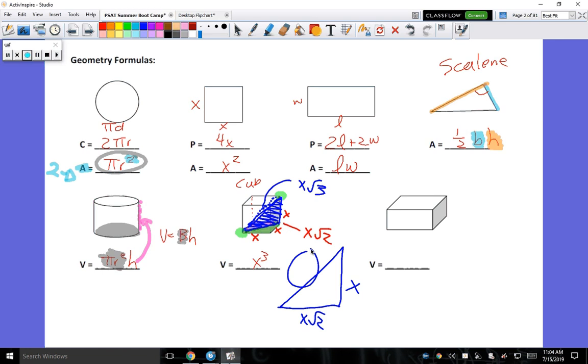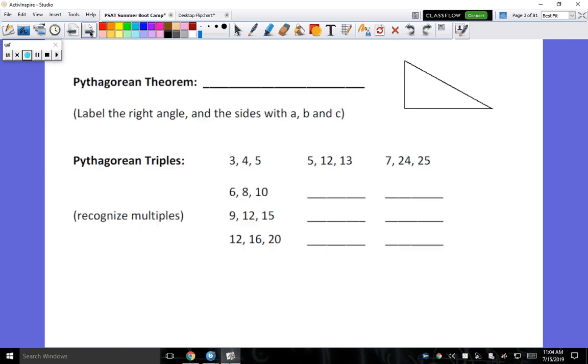Okay? Last but not least, rectangular prism. What is the volume formula for this one? Length times width times height. Perfect. Let's move on. All right, Pythagorean theorem.